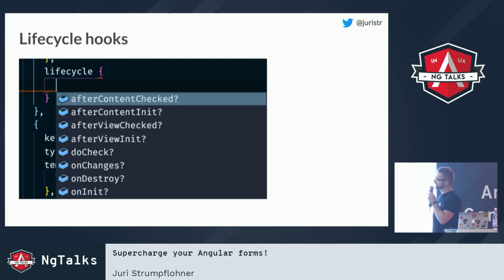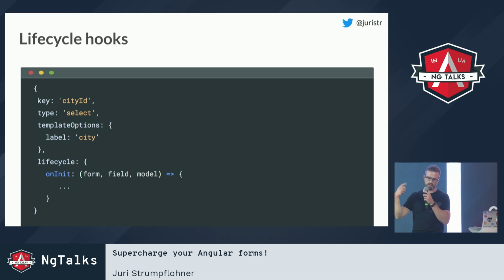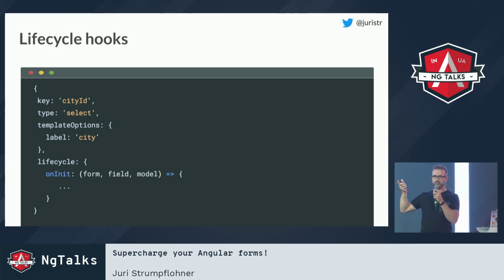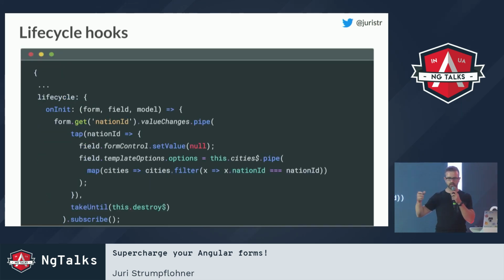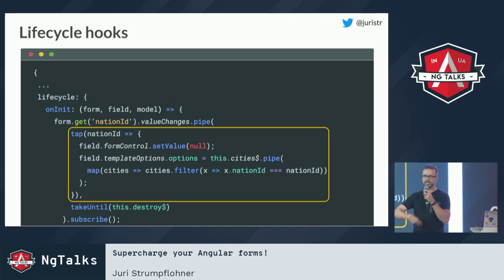They're very similar to the actual component lifecycle events. So what we could do is simply hook onto that onInit. We get the form, the field, which we have, which in this case is the city, and based on those values, we can just use the normal reactive forms code. So we can just get the nation ID, hook onto the value changes, which is an observable, pipe through that, and basically do whatever we have to do.